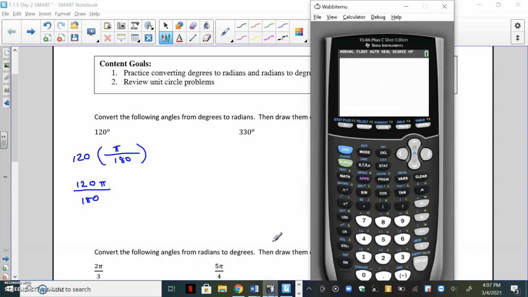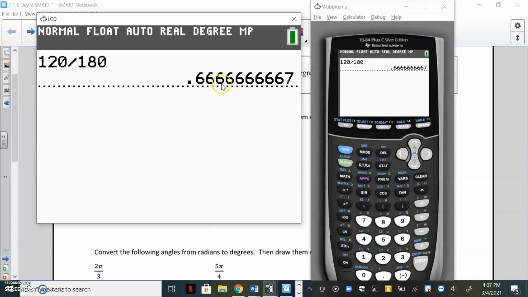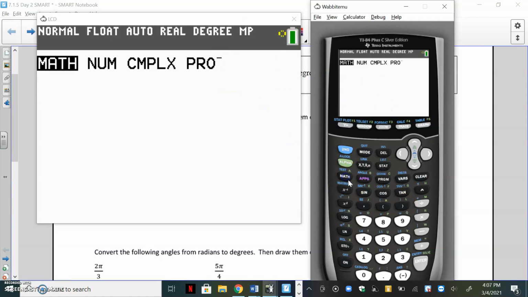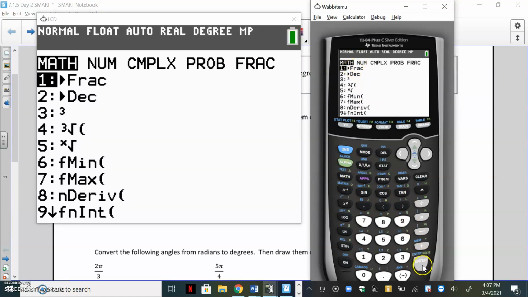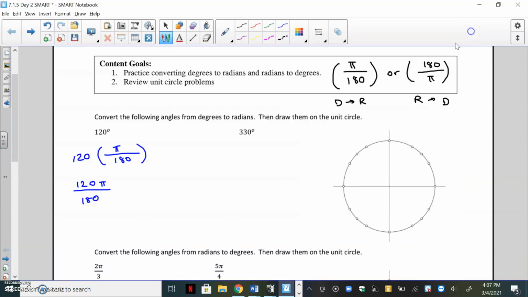At this point, we pull out our calculator, and we want to completely ignore pi. We're going to keep pi in our answer, and that's why we're not putting it in our calculations. So 120 divided by 180 gets me 0.66667. Then I press the math button and press enter on the frac function. That's going to turn my decimal into a fraction. So then I get 2 over 3, and my answer is 2 pi over 3. Basically that 120 over 180 turned into 2/3, and the pi just hangs out there the whole time.